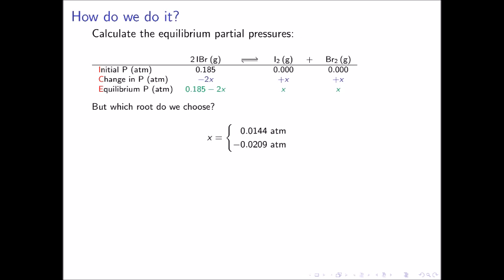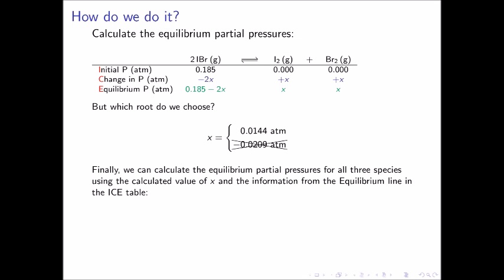But the first question is, which root do we choose? Because we know that the value of x has to represent a partial pressure and have units of atmospheres, it must also behave physically as a pressure. We know that we are not allowed to have negative pressures, and therefore we can immediately eliminate the negative root. This means that x is equal to 0.0144 atmospheres.